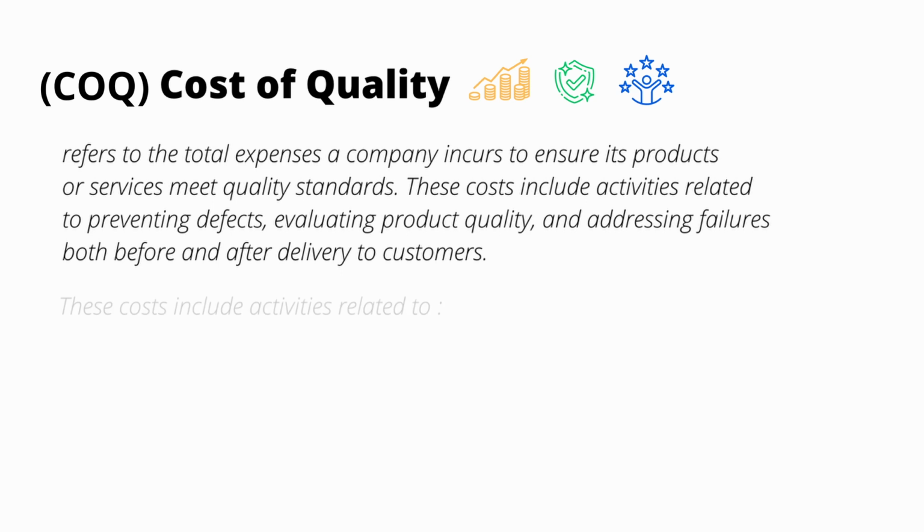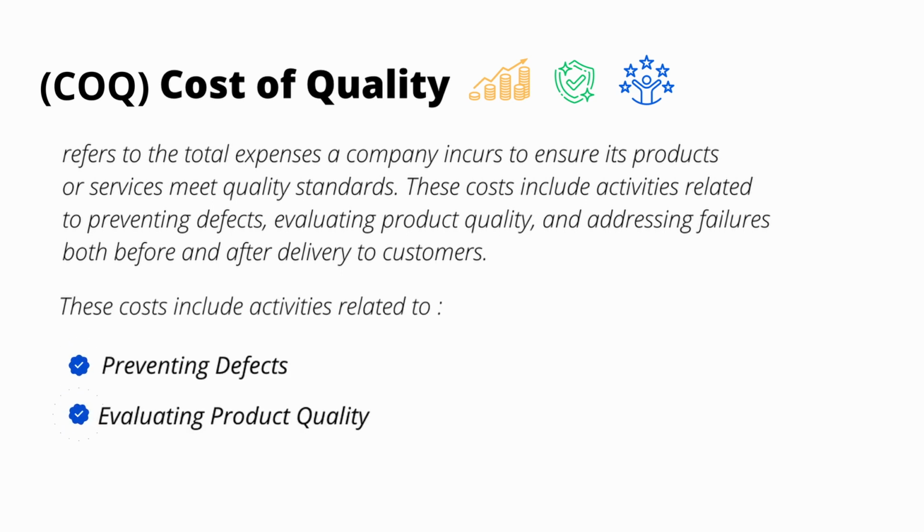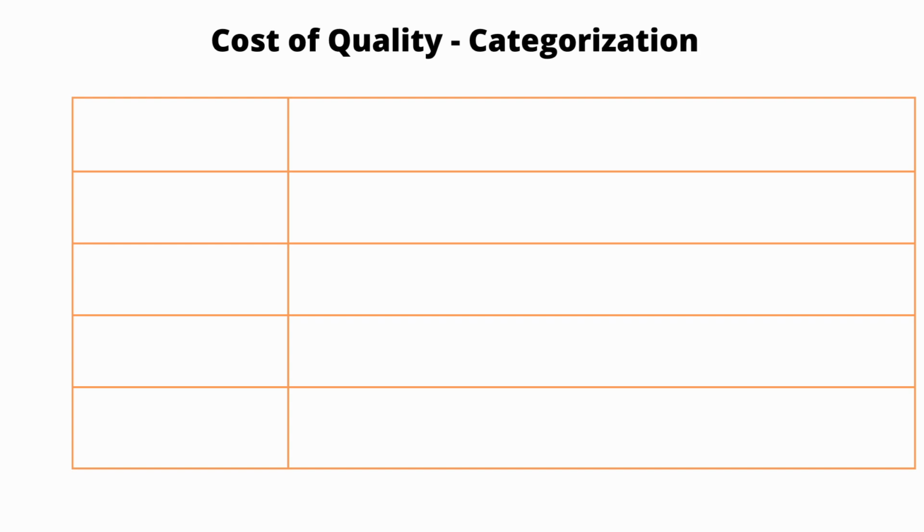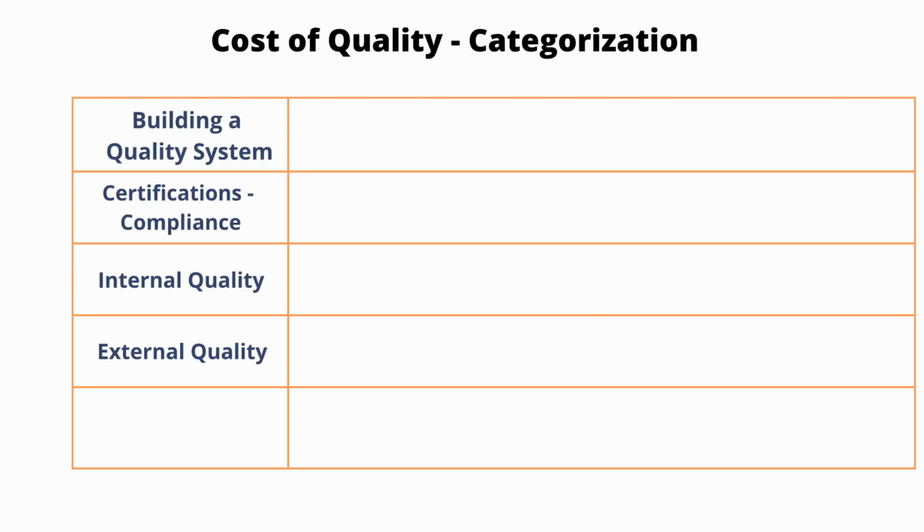quality standards. These costs include activities related to preventing defects, evaluating product quality, and addressing failures both before and after delivery to customers. To calculate the cost of quality, there are 5 cost buckets to consider.